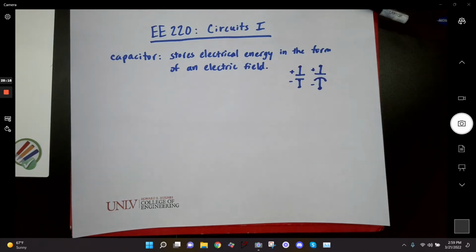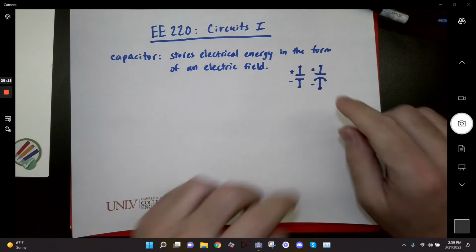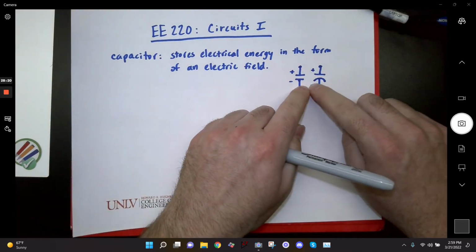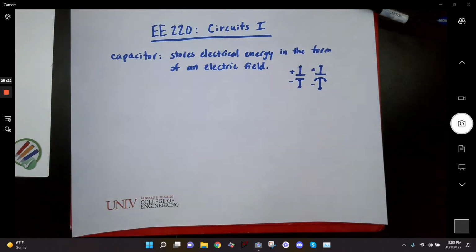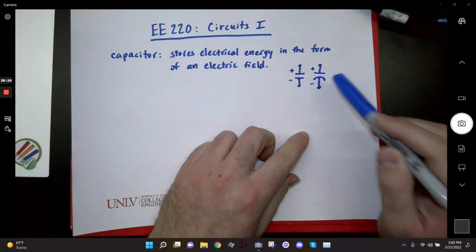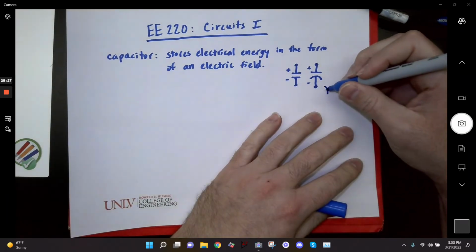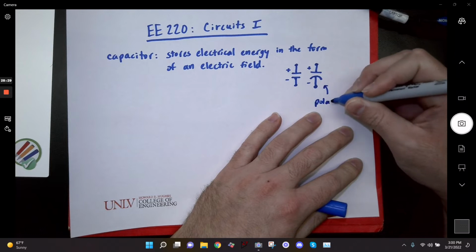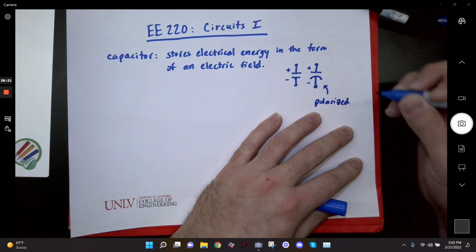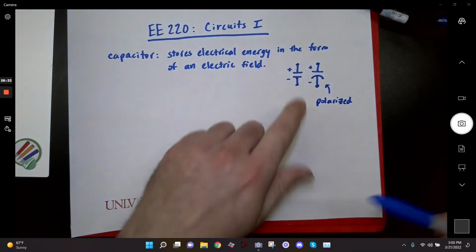But some capacitors are not polarized. You'll typically see this frowning little face looking thing for the polarized capacitor, and if it's not polarized, or it doesn't matter whether or not it's polarized, then you'll see the two flat lines.